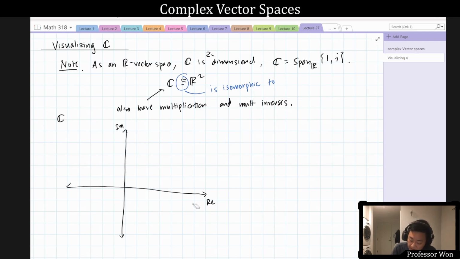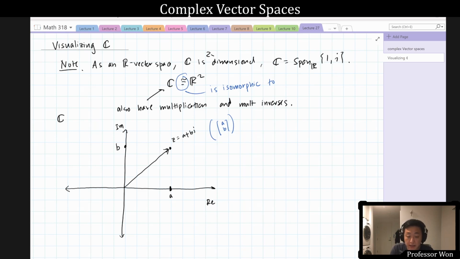And again, we said that every complex number is some real part plus some imaginary part, which you just graph in the way that you expect, right? So if you have the complex number z equals a plus bi, you graph that as here's a, here's b. That point is a plus bi, which you can think of, if you're thinking of it as R2, as the vector (a, b). But since it's a complex number, you call it a plus bi. And so it's very standard to visualize the complex numbers as living in the plane like this.